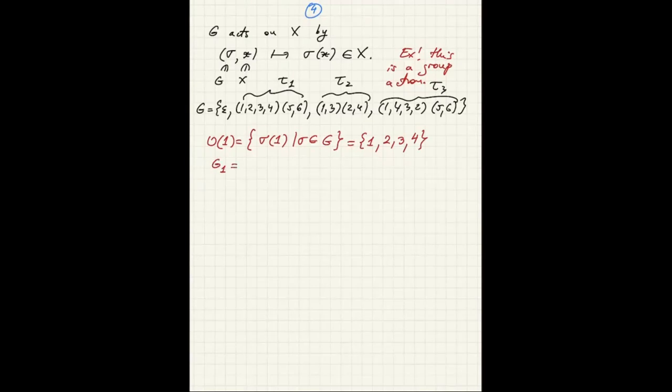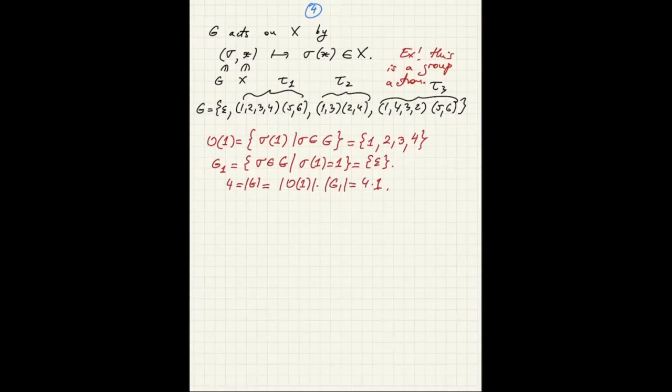Now, I could calculate the stabilizer of 1. The stabilizer of 1 consists of all permutations sigma in G that fix 1. Looking at the permutations above, it's only the identity. And again, you see that the cardinality of G, which is 4, equals the cardinality of the orbit of 1 times the cardinality of the stabilizer. It's 4 times 1. That's the orbit-stabilizer lemma result.